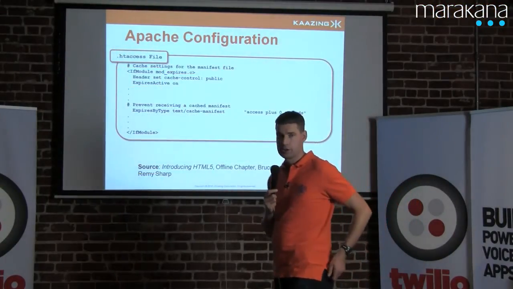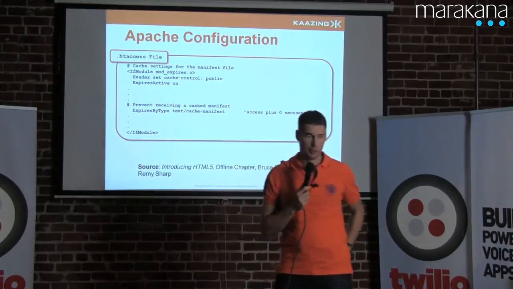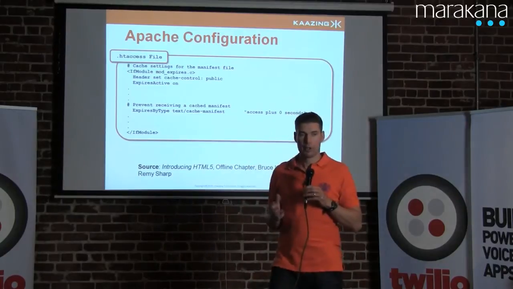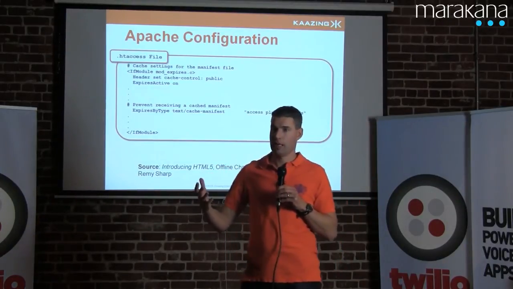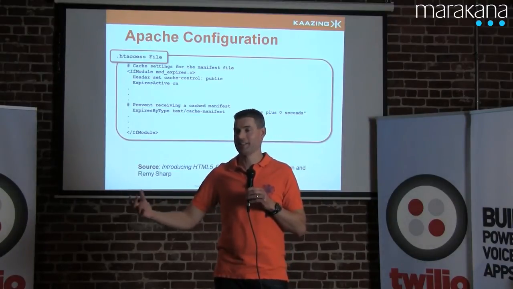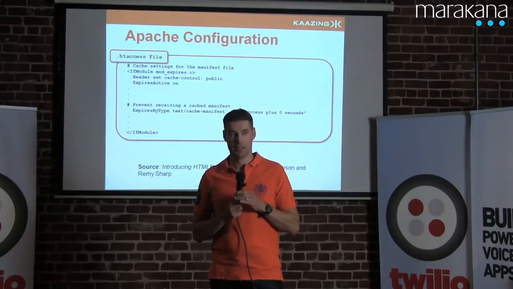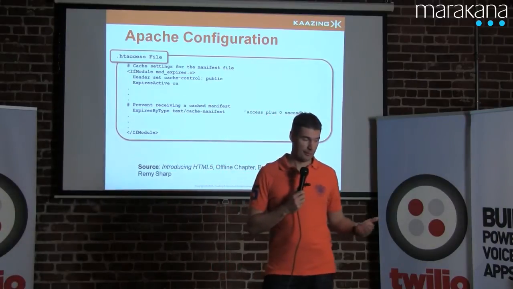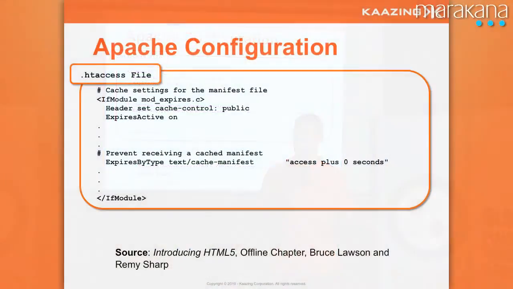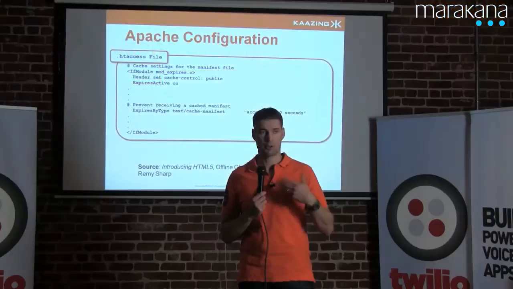Another little gotcha. This is coming from my friends in the UK, Remy and Bruce, who wrote another HTML5 book. It wouldn't be very good if your browser was checking the manifest file and the manifest file was cached, right? Because then you get the latest version, but it's actually a cached version, so it's not changed. And this happens quite a bit. In fact, it's a good idea to add this sort of access plus 0 seconds to your expiry settings for the manifest file itself, so that the manifest file doesn't get accidentally cached and then you try to update.